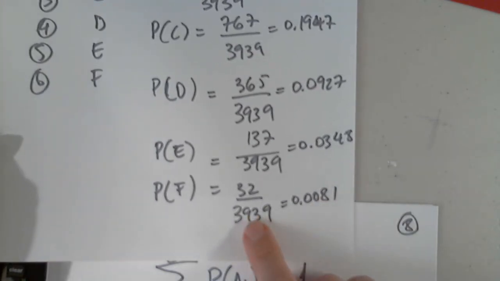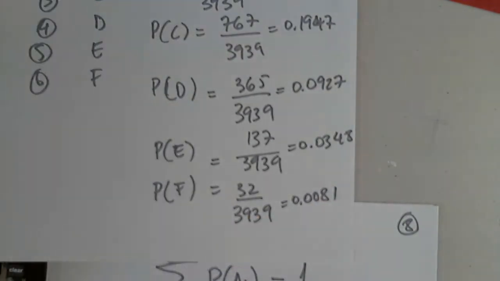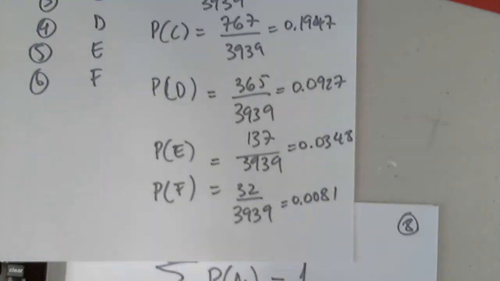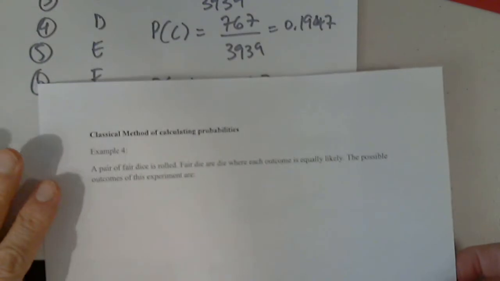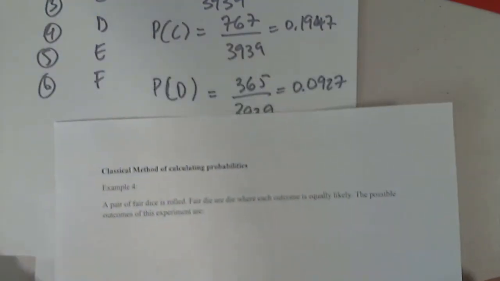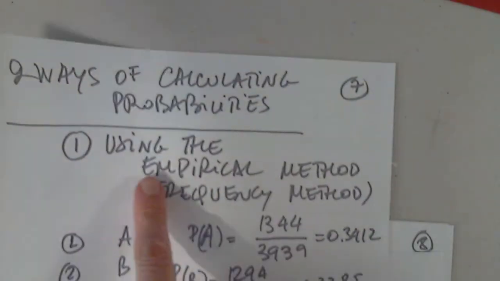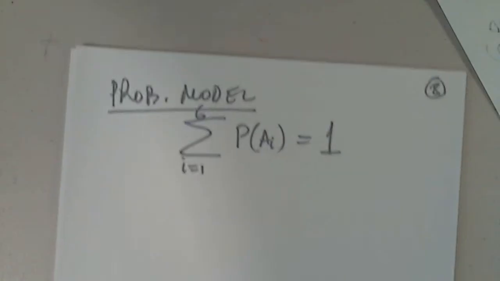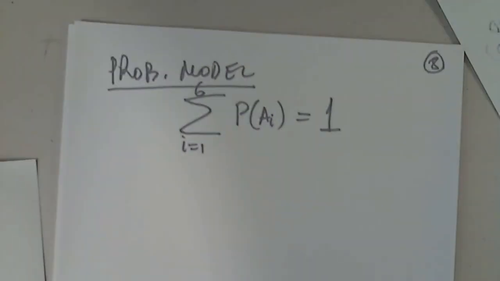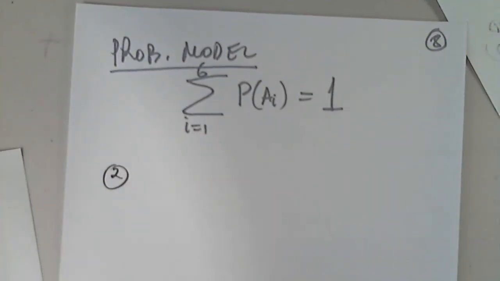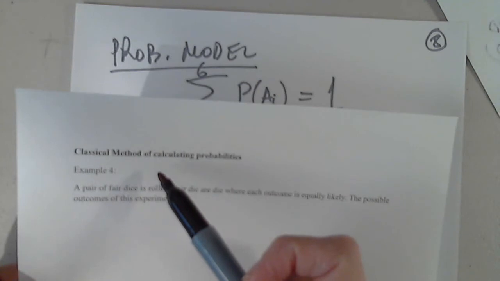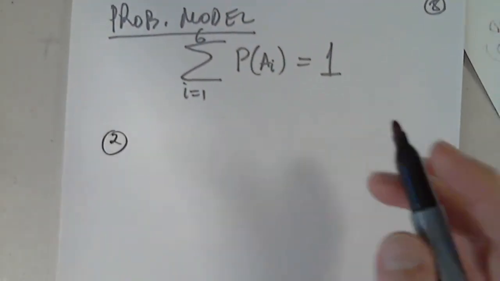So this is unusual. Is there another way of determining probabilities? Yes, on page 6. This is the second method. So the first one was using the empirical method, and now the second one is what is called the classical method. What I like to call it is the thinking method.